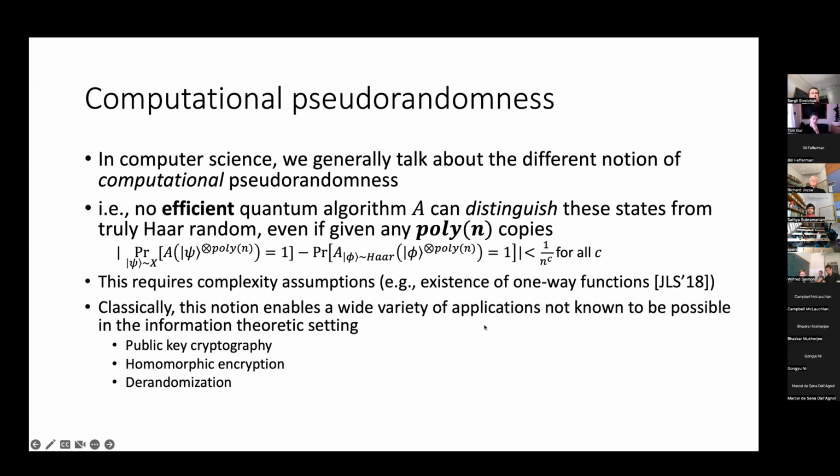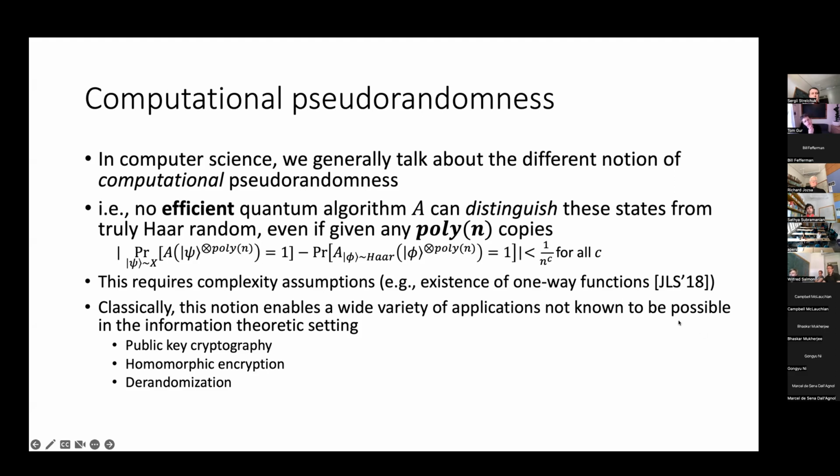But at least in the classical notion, even though we give up this unconditional security, this notion has been super useful and has enabled a wide variety of applications that are simply not known or even expected to be possible in the information theoretic setting where the adversary is completely unbounded, like public key cryptography, homomorphic encryption, de-randomization of bounded error probabilistic algorithms. All of these are really nice, really useful applications of computational notions of pseudorandomness, but, as a consequence, do require some sort of hardness assumption.